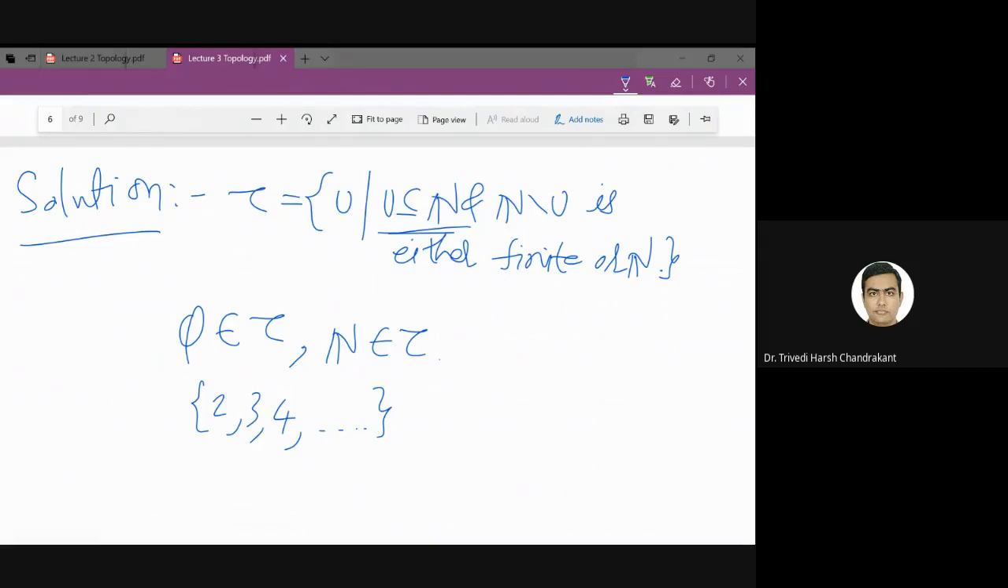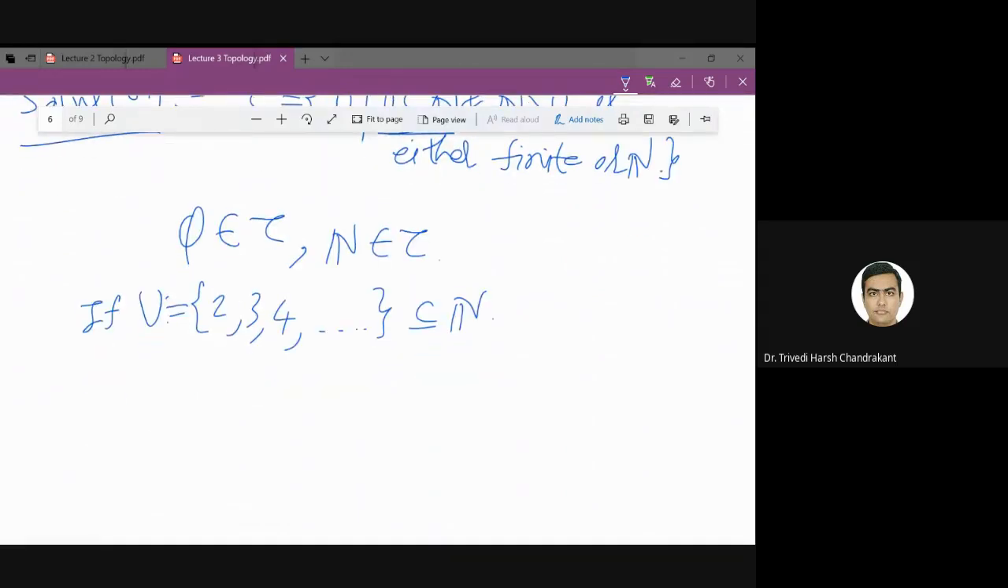So let us check whether this is an element of tau. If I am taking U to be this set, then clearly it is a subset of natural numbers. What we need to check is the complement. The complement should be either finite or N. So what is N minus U? N minus U is the singleton 1, and we know that the singleton 1 is a finite set.